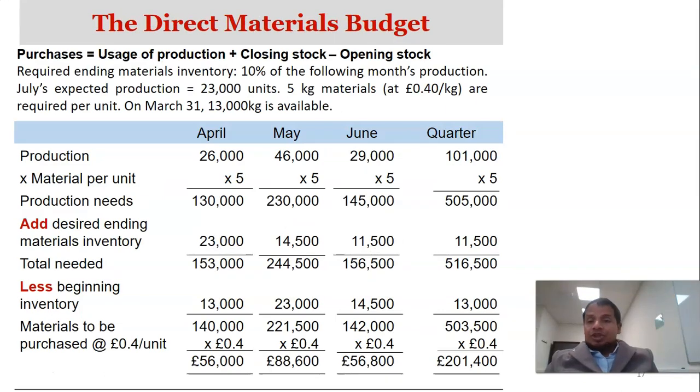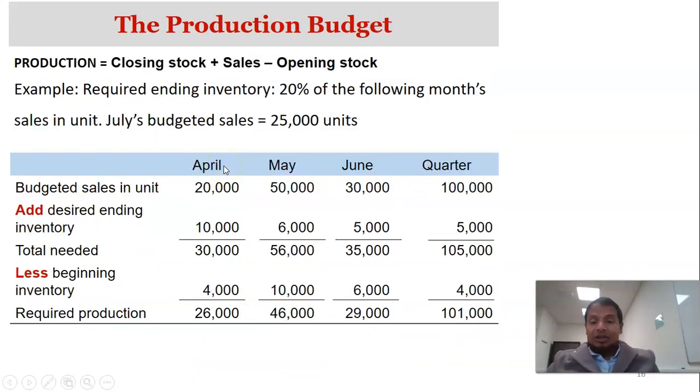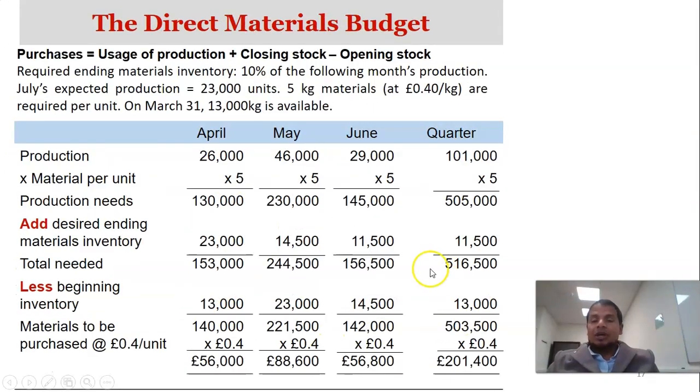Yeah. So April, what's the production need? These are the production amounts that we have already calculated. This is 26, 46, and 29, 101,000 for the quota. Okay, and 5 kilograms of material we need for 1 unit. So if we multiply 5 kilograms with this number of units, then we'll get how many kilograms of materials we need for production in April, in May, and June, and for the quota in total.